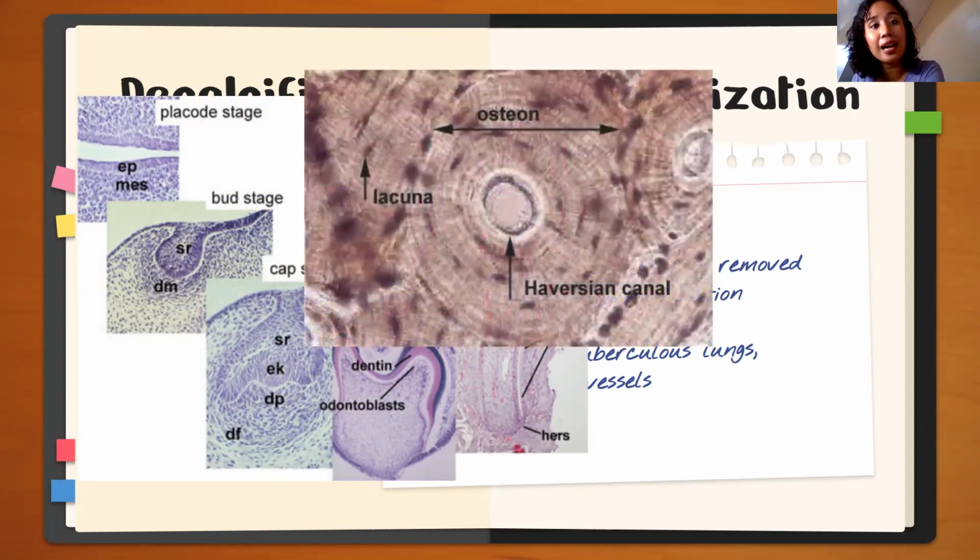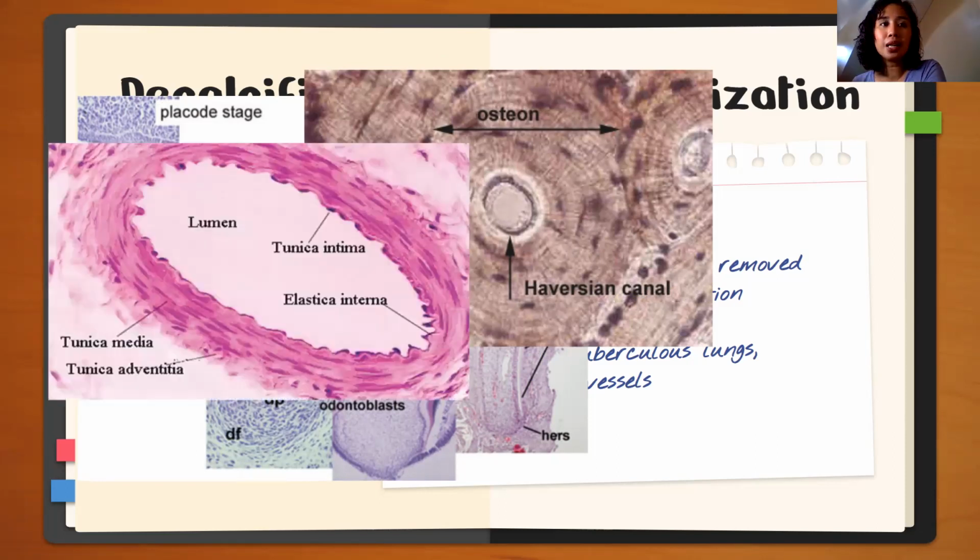Class, naalala nyo itong bone? This is the bone structure. So this is the osteon, the lacuna, the conversion canal. So para makita na ganito kaganda, kalinaw, you need to decalcify your bone.